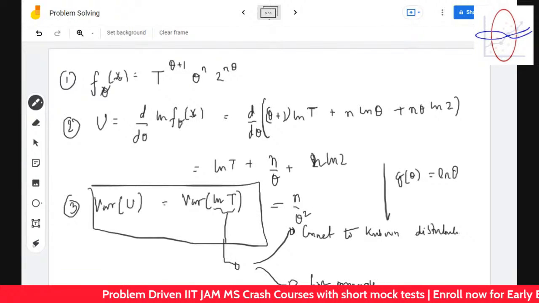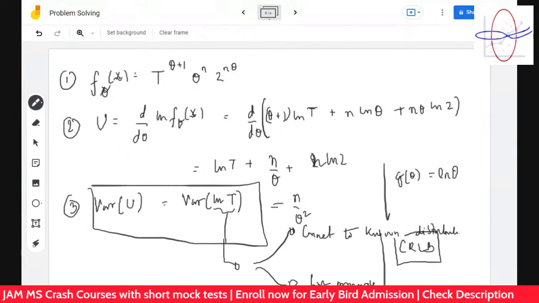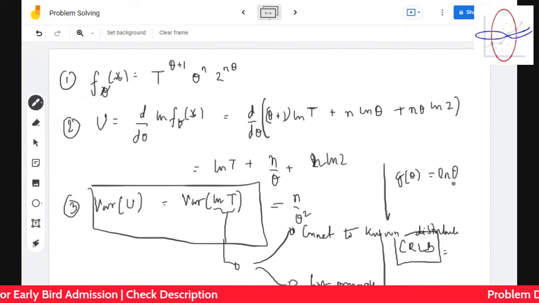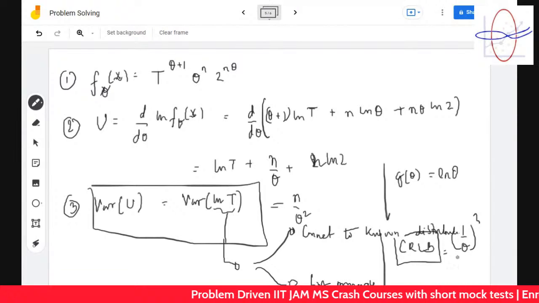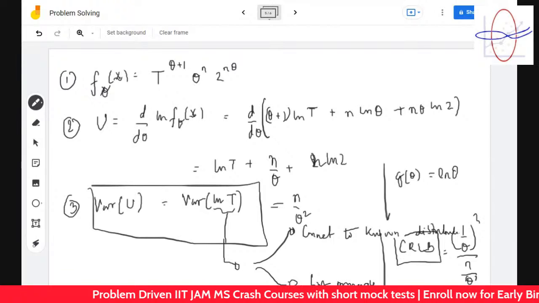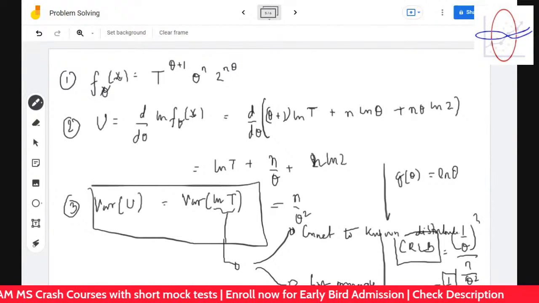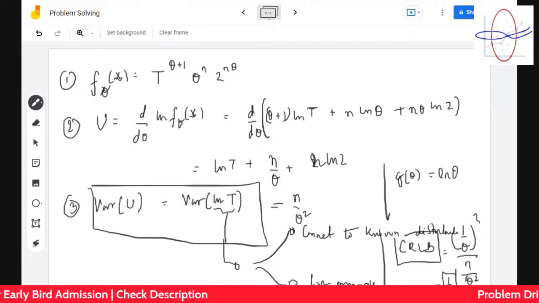So what will be the CRLB? The CRLB is g dash of theta whole square by n by theta square. So it's 1 by theta whole square divided by n by theta whole square. So it's 1 by n. All of you got it, guys? Any doubts? All of you understood it? Yes, sir. So that's a very good suggestion. Thank you.